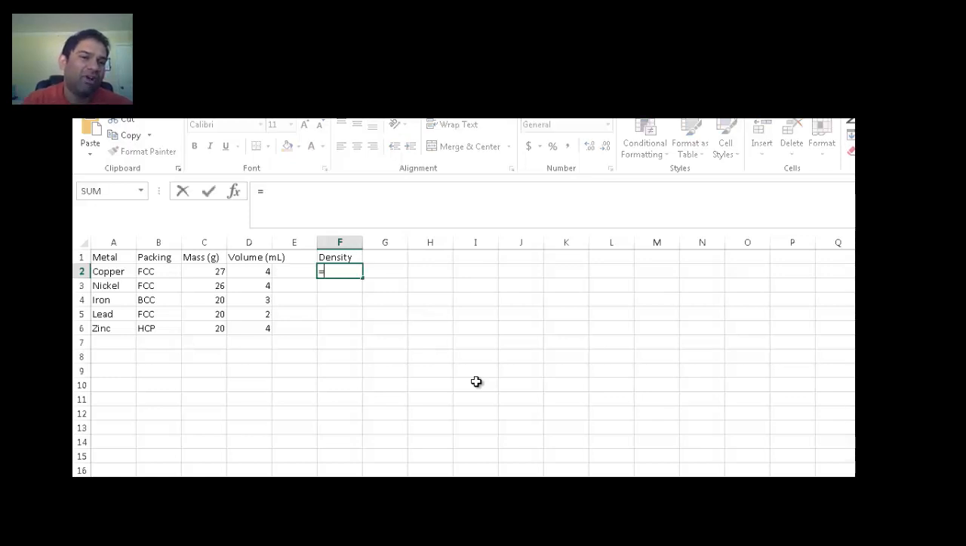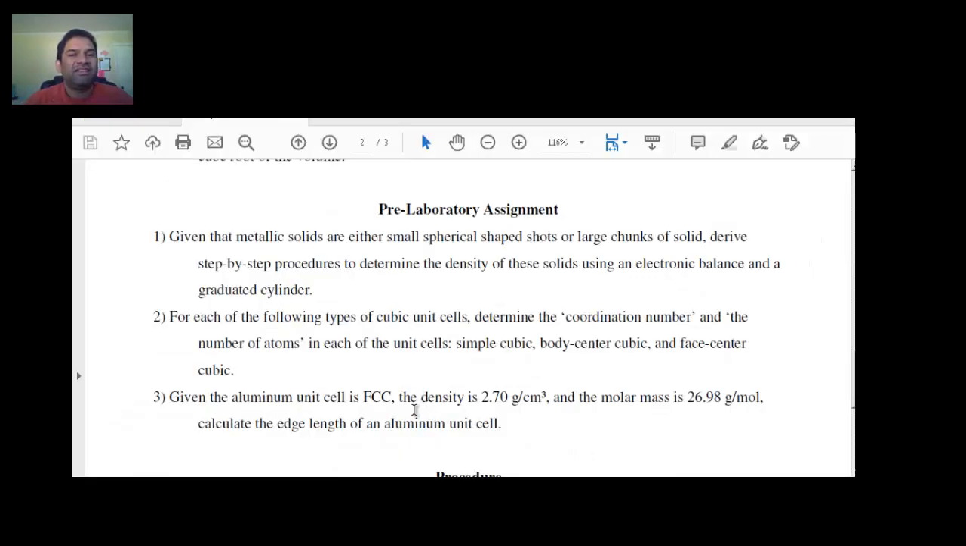So it's mass over volume. On Excel, I could do that and get the density, which is going to be in grams per mL. One conversion factor that would be good to know is that 1 milliliter is the same thing as 1 centimeter cubed. The next question is the coordination number. For that one, I refer you to the previous section on coordination number in the video.